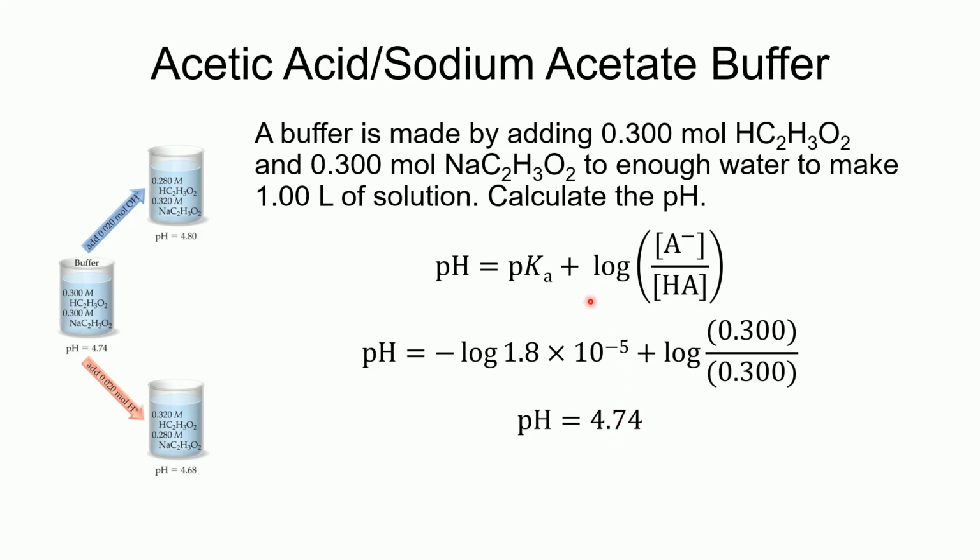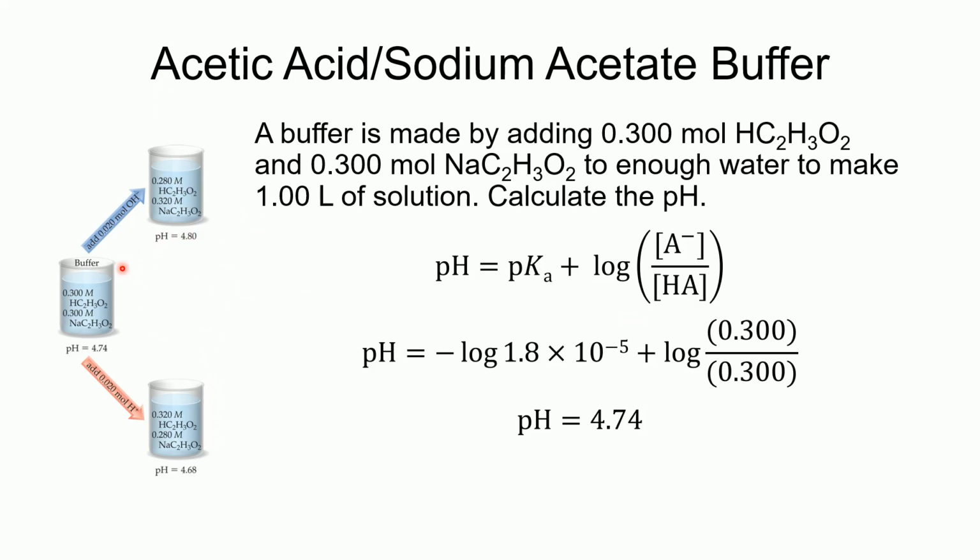We want to see what happens when we add either a strong acid or a strong base. If we add a strong acid, it's going to cause the pH to go down, but you'll see that the pH does not go down very much. If we add a strong base, the pH will go up, but again, it doesn't go up by a huge amount. That's really the whole point behind buffers: the pH doesn't change very much.